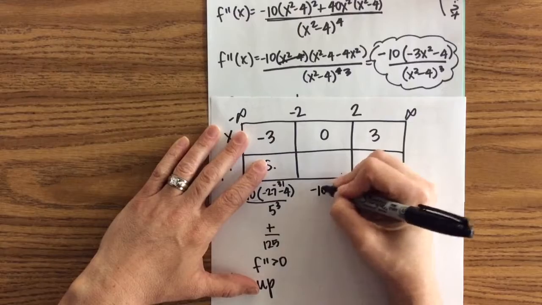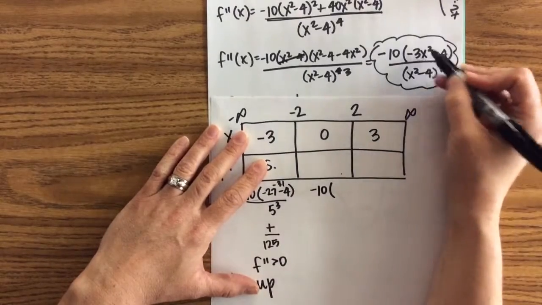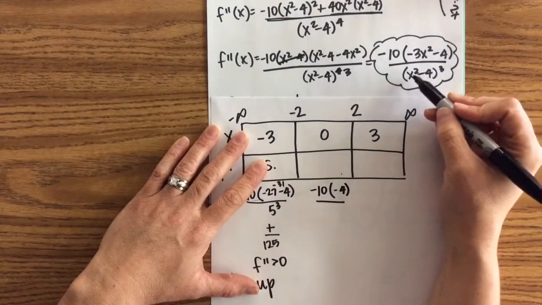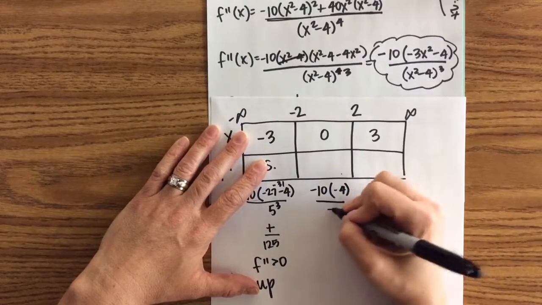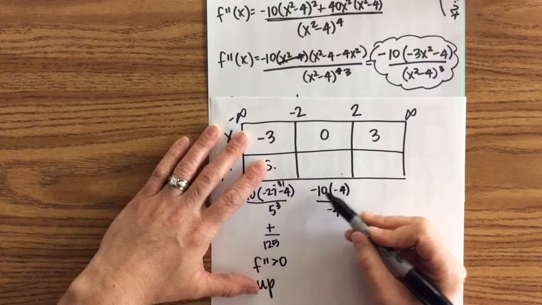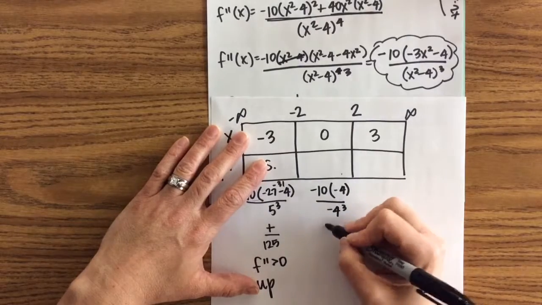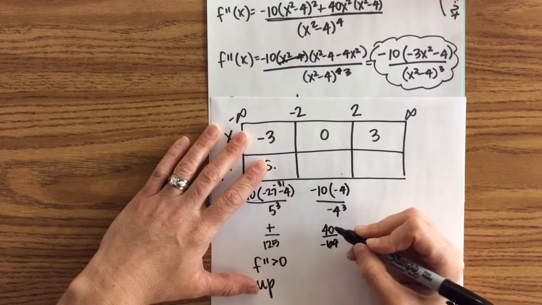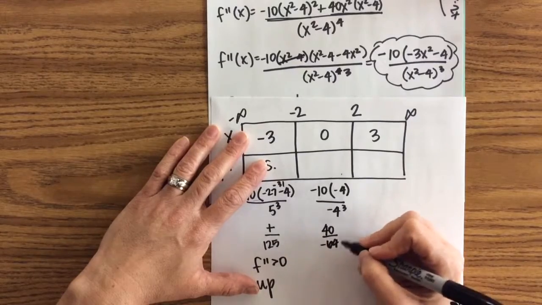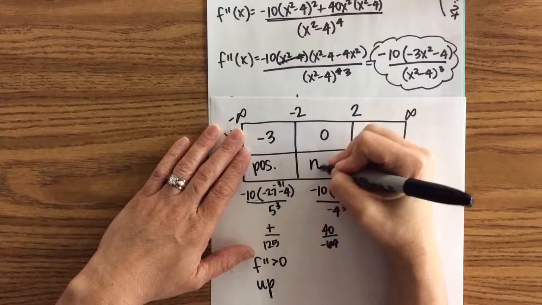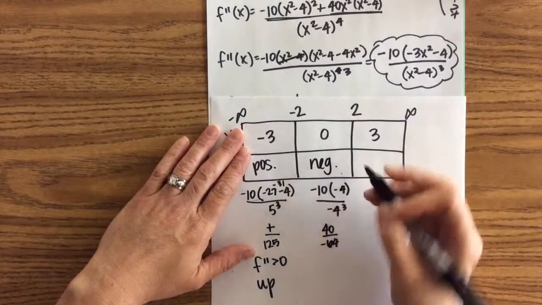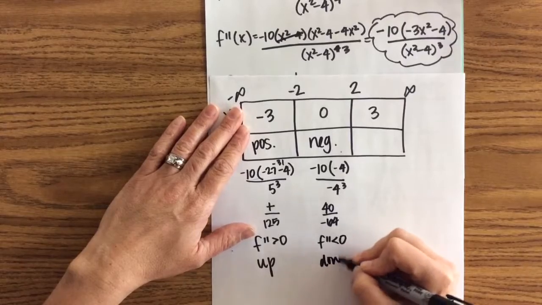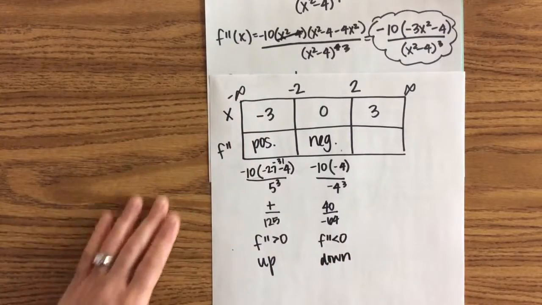So I end up with -10, and then that would all be 0, so times -4. And then 0 minus 4 on the bottom would be -4 cubed. Well, -10 times -4 would be 40 on top, and that would be -64 on the bottom. So positive divided by a negative, negative. And a negative means my second derivative is less than 0, which means it's concave down.